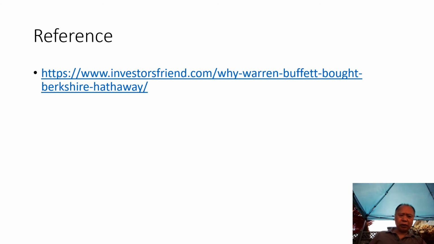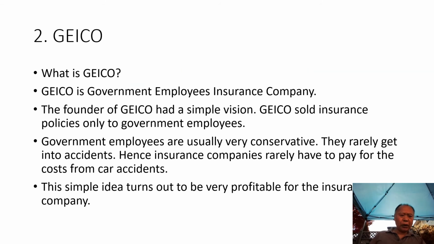This is an article about how Warren Buffett bought Berkshire Hathaway, as a reference. Our second story is about GEICO. So what is GEICO? It is an insurance company. GEICO means Government Employee Insurance Company.